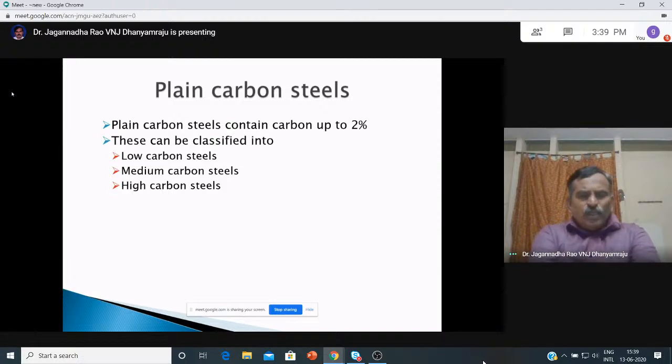One is low carbon steels, the other one is medium carbon steels, and the other one is high carbon steels. So these are plain carbon steels, just iron alloyed with carbon. See, always carbon is present in iron, right? So carbon is a very common alloying element, right? So that is why there are plain carbon steels: low carbon steels, medium carbon steels and high carbon steels. Now let us see the details of them.